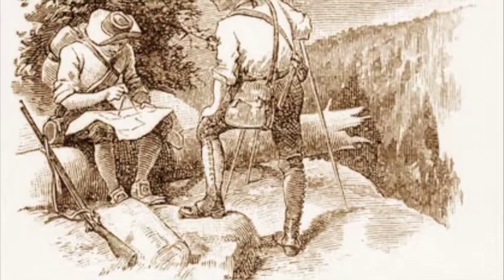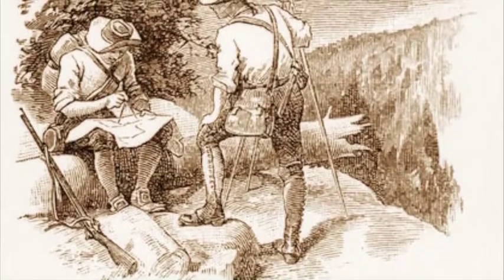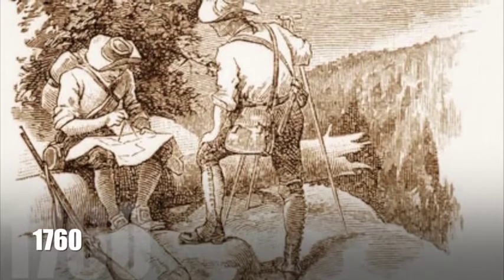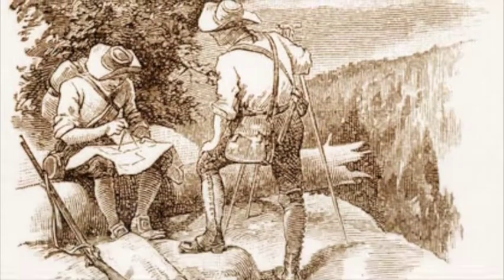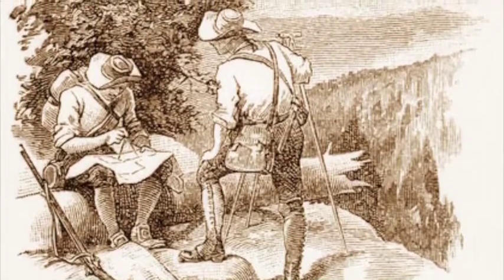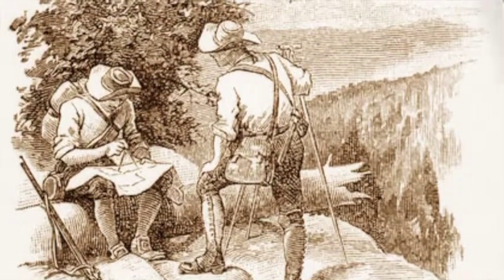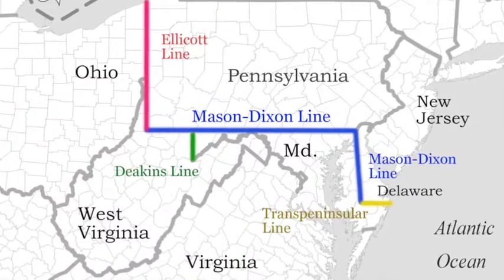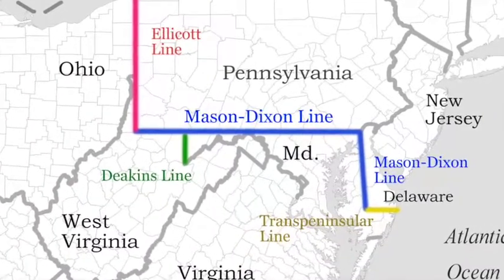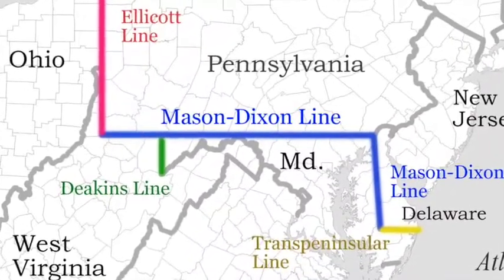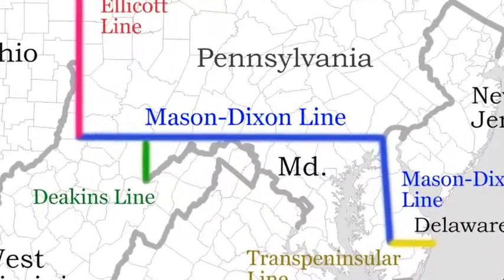In order to solve a frontier dispute between Maryland and Pennsylvania in the 1760s, Charles Mason and Jeremiah Dixon were hired to draw a borderline between these two colonies. The Mason-Dixon line was established as the borderline between these two colonies, in order to define them as the northern and southern colonies.